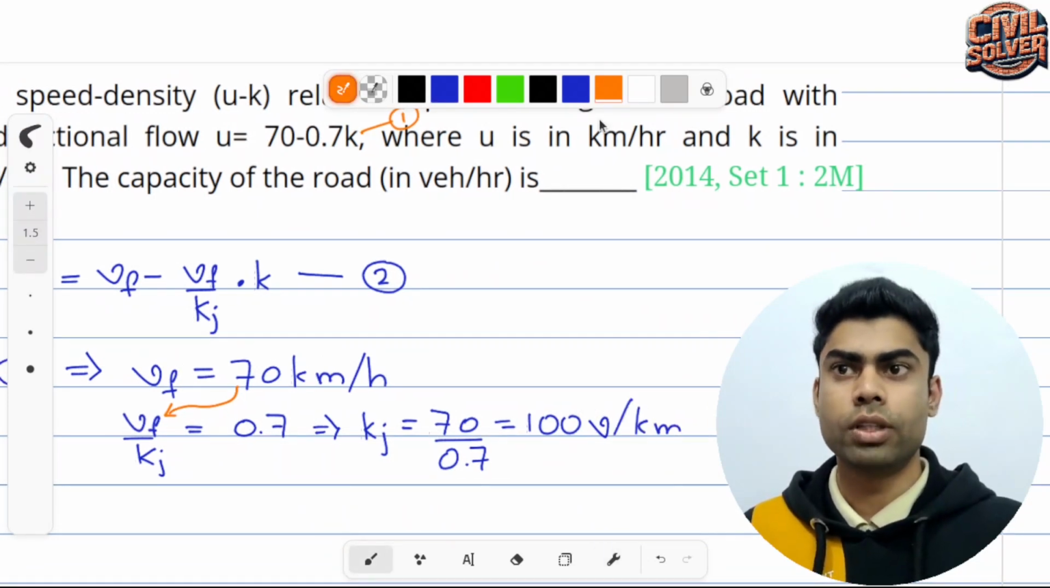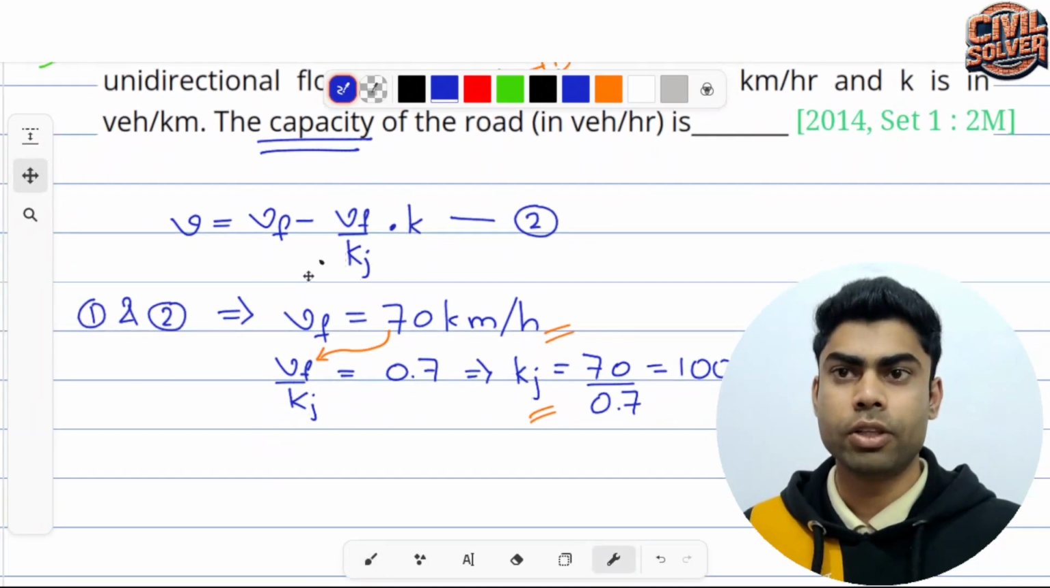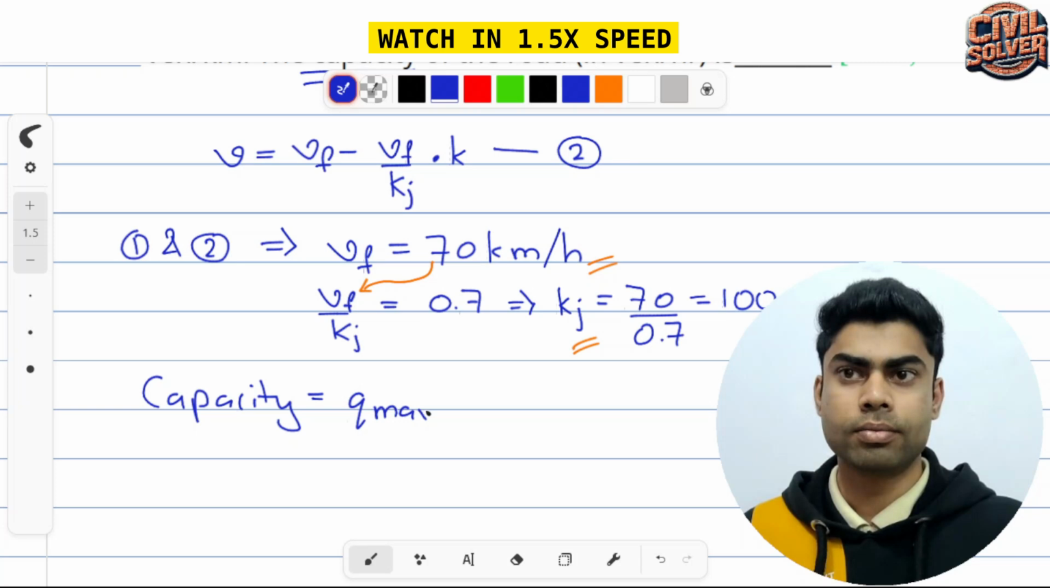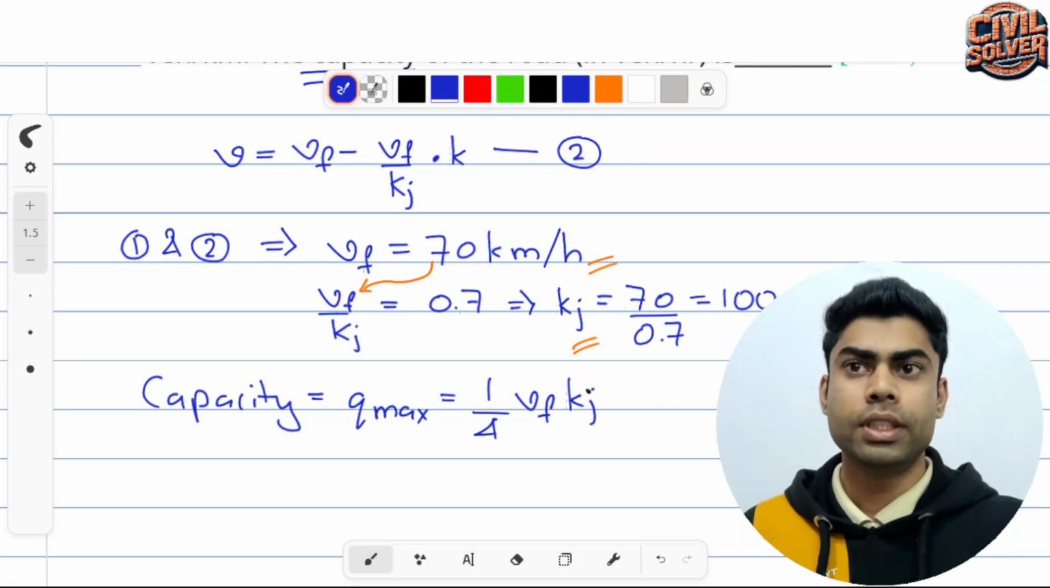So we got both the values, we got vf and we got kj. So we can find the capacity of the road. Capacity is nothing but maximum flow, Qmax. And for Greenshield's model, Qmax is simply 1/4 vf kj. Now put these values of vf and kj in this formula, we will get 1/4 times vf is 70 and kj is 100.